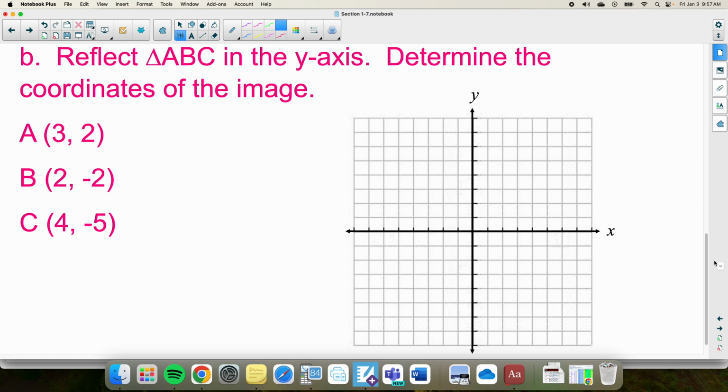So let's do one more like this. So I'm gonna plot those points again. A is over 3 up 2. B is over 2 down 2. And C is over 4 down 1, 2, 3, 4, 5. Okay, and then I'm gonna connect those points and make that triangle.